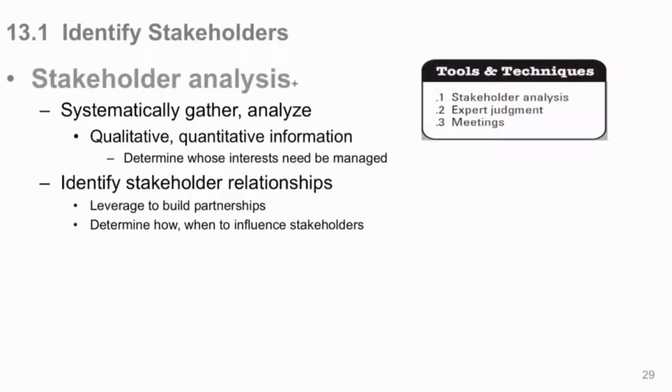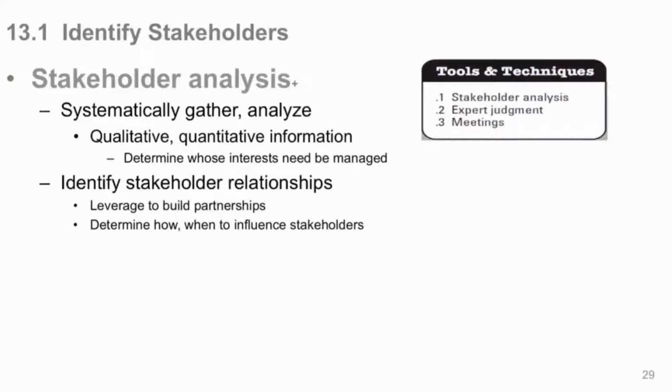So qualitative, quantitative information. Qualitative is what they think, their attitudes. Quantitative, how many of them are there? There may be a lot, but you need to determine whose interests of all these people, these stakeholders, groups, whatever, need to be managed. And that's your stakeholder register, goes in there. Identify relationships. You want to leverage these people to build partnerships with you and the project so that they feel included. They feel like you appreciate their thoughts, their comments, their expectations, and they may come up with some requirement that, oh, wow, I'm really glad I talked to you, and you put that in your requirements list. Determine how and when to influence these people. It's just a people game, and you need to play it well to be successful.